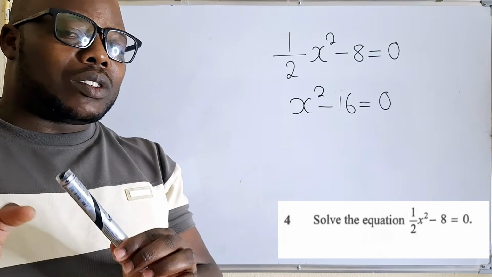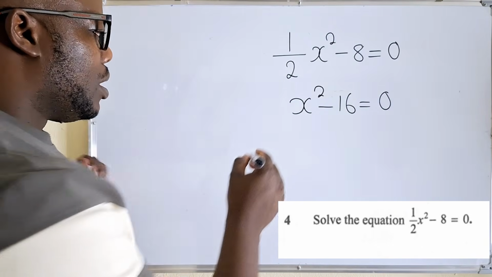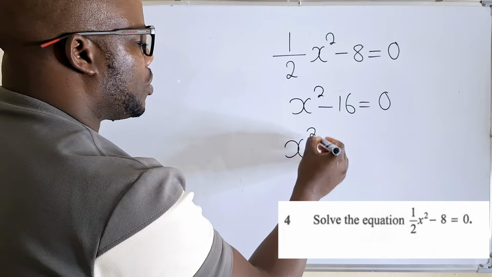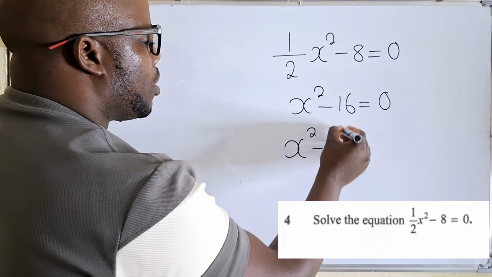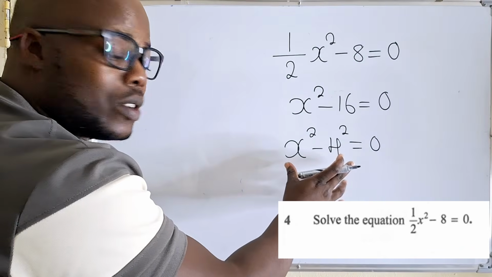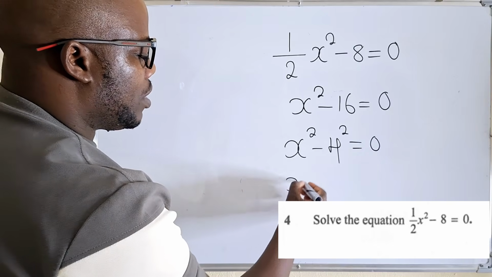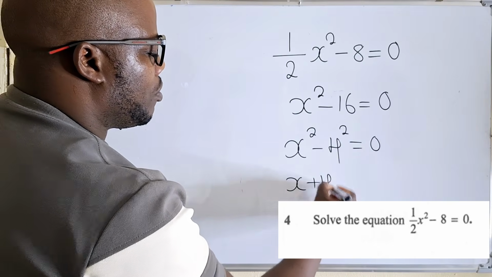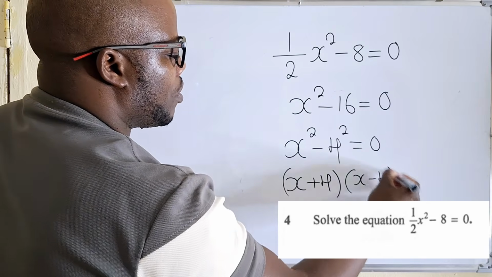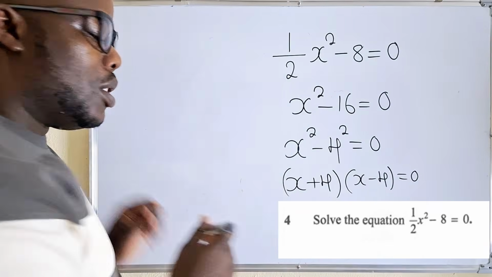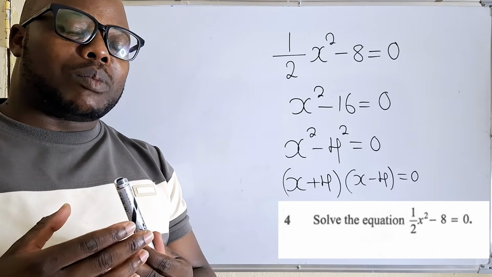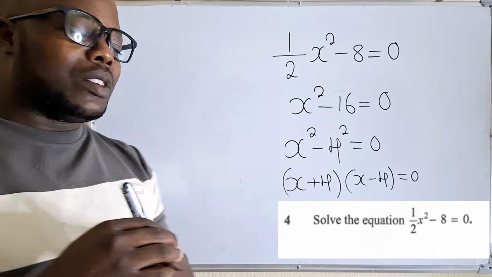One of the methods is a difference of two squares. So this is where I can say x power 2 minus 4 power 2 is equal to 0. Okay, so this is difference of two squares. You can say (x plus 4)(x minus 4) is equal to 0. I'm not going to jump into details on how difference of two squares must be done. You can research about that.